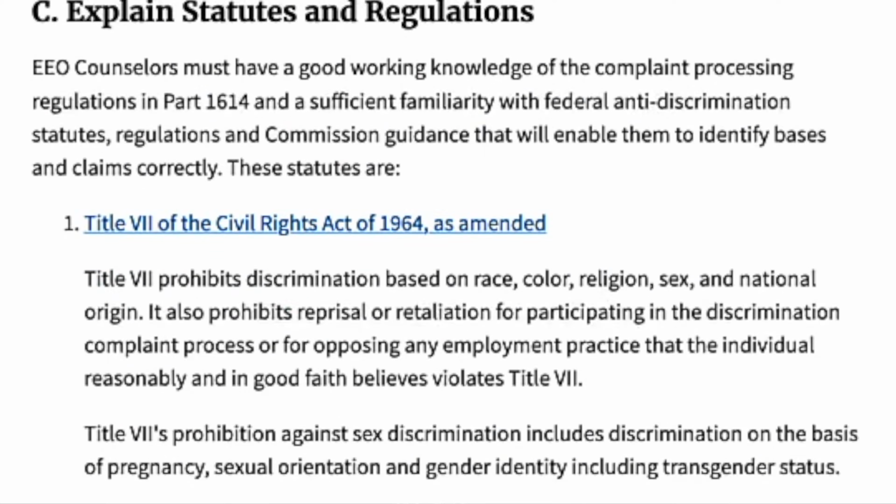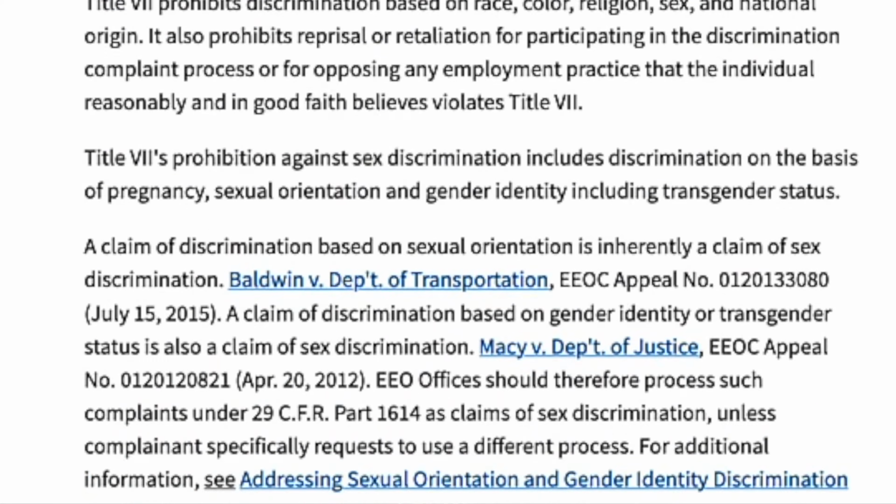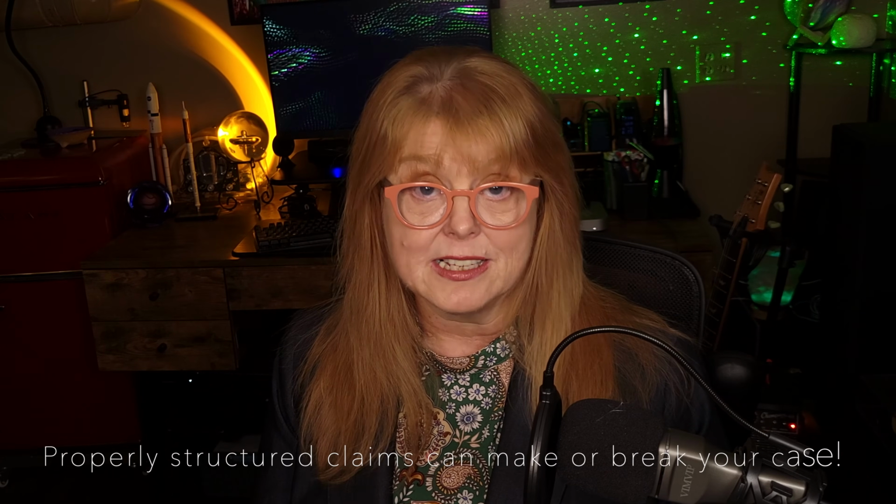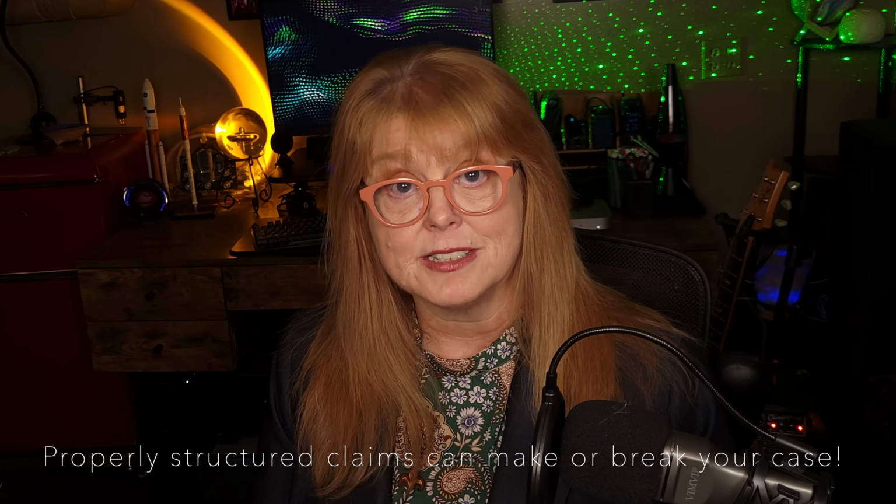In Section 4, Part C, there's a nice quick reference to the various statutes that EEOC enforces, and a detailed discussion of how EEOC counselors can decide which bases apply and structure claims.